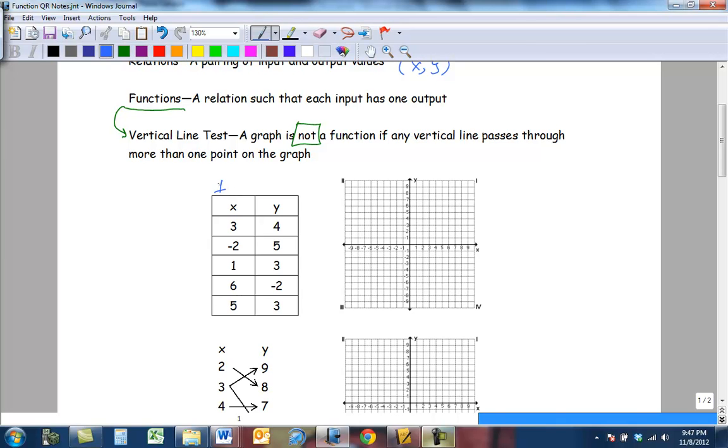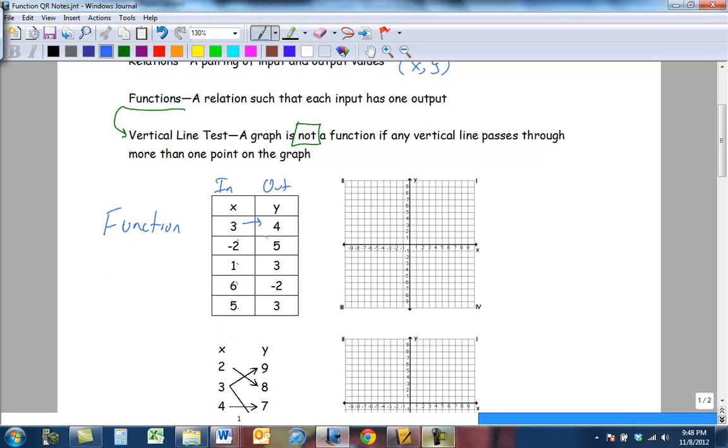Each input, remember, x is the input, y is the output. Each input has one output. Each one of these inputs is different. And each one of these inputs has only one thing that comes out. So, because each input is different and it has an output, this is a function. Now remember, even though there's a repeat output, that doesn't matter. Each input has one output. Even if these were all threes for the output, this would still be a function. So this is a function.